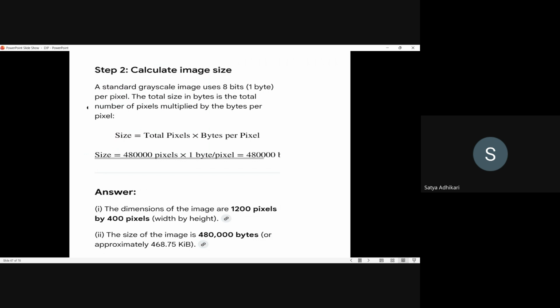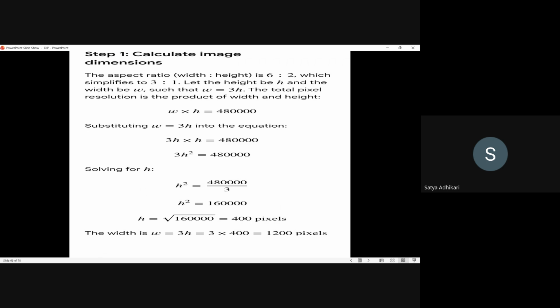So this is a simple question. This question came in the last exam, and I have collected it from the previous year's questions. It is not difficult at all, just simple formulas. The size is calculated as total pixels into bytes per pixel. Total pixels is W into H, and the aspect ratio is defined as the ratio of width to height. You should know these terms, otherwise it is difficult for you to solve.